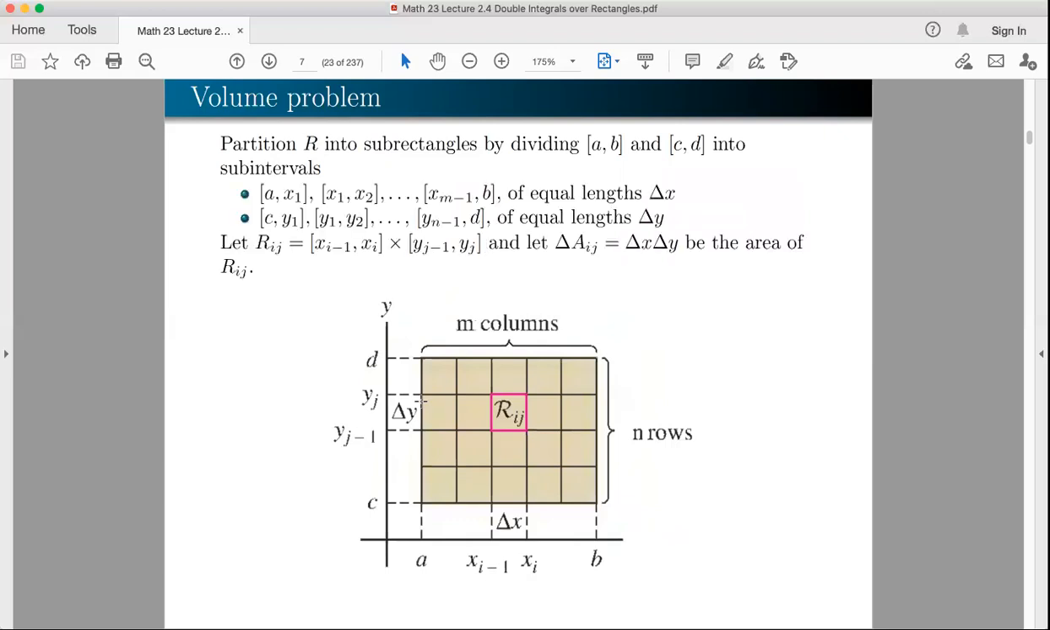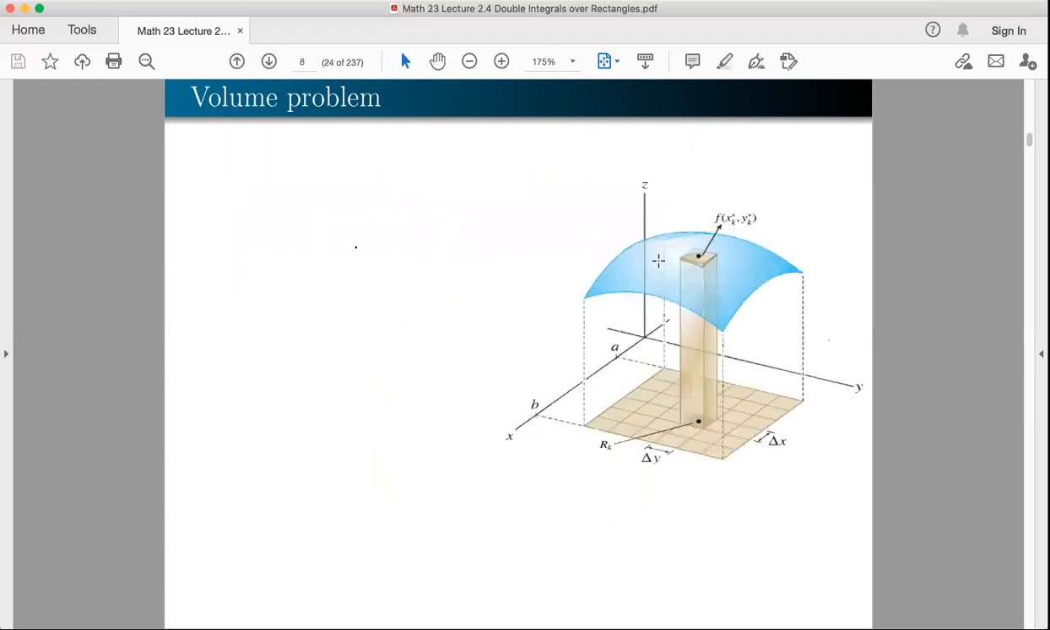Now let R sub ij be the ijth subrectangle. And the area of this subrectangle is simply the product of the length and the width. So it's simply delta x times delta y. Now what we want to do is get a rectangular prism. So instead of using the subscript ij, let's just use a subscript k. So let's denote the ijth rectangle to be the kth subrectangle.